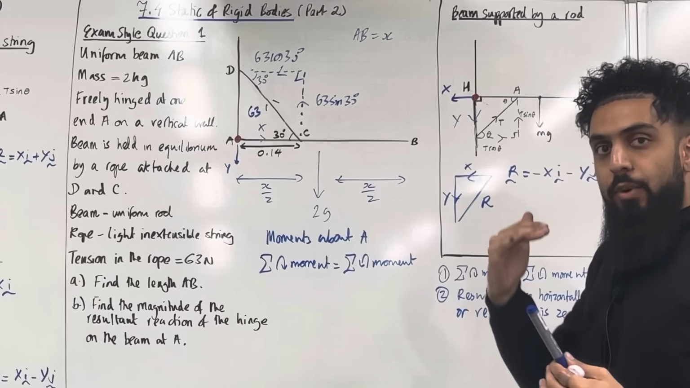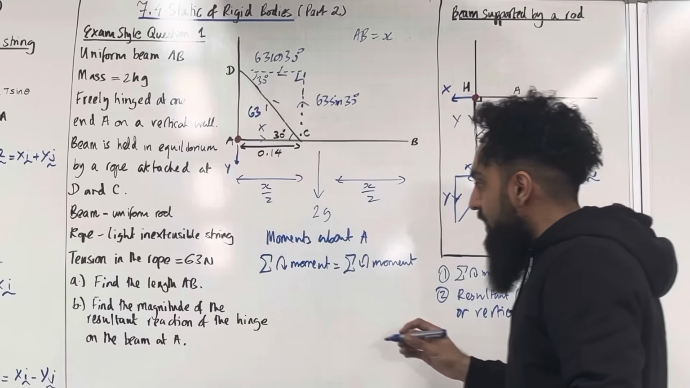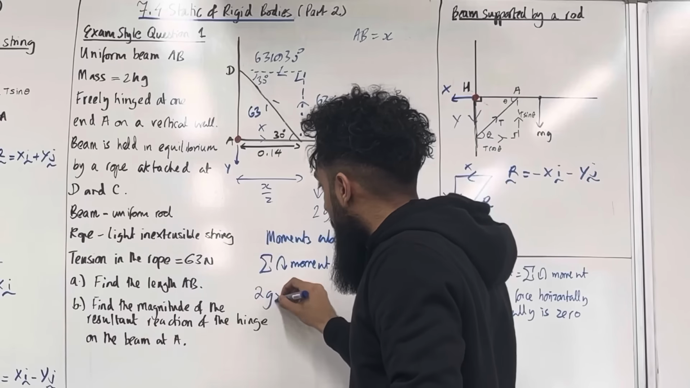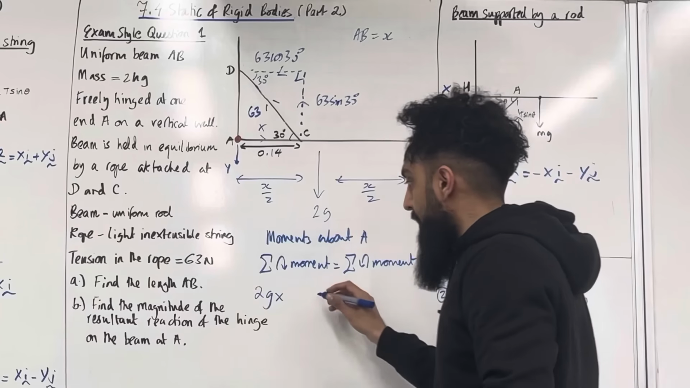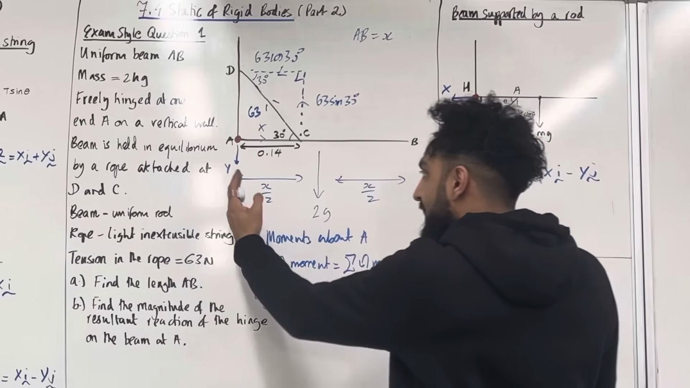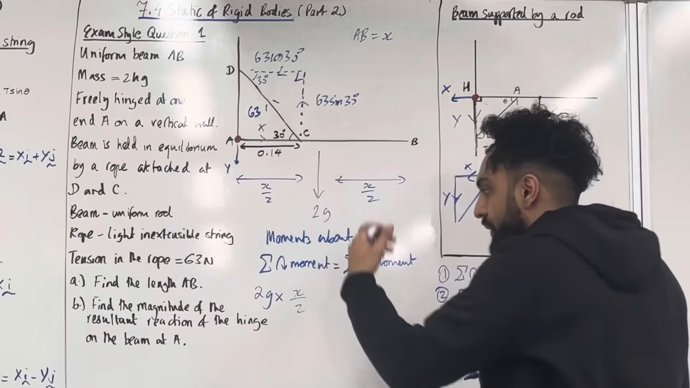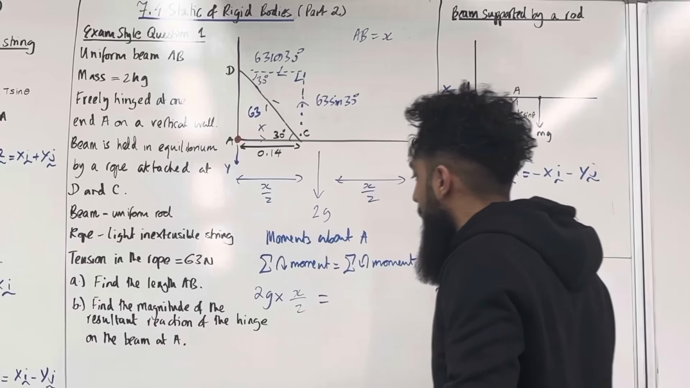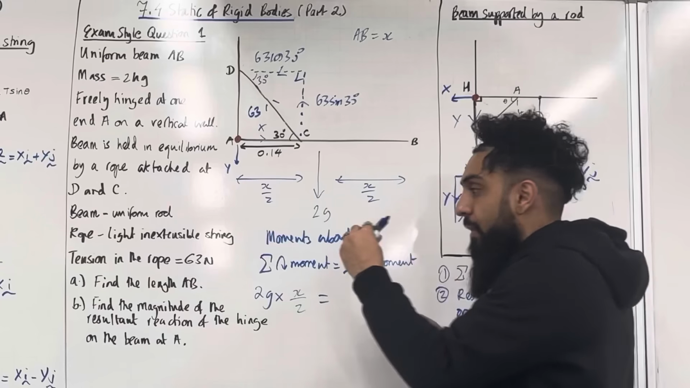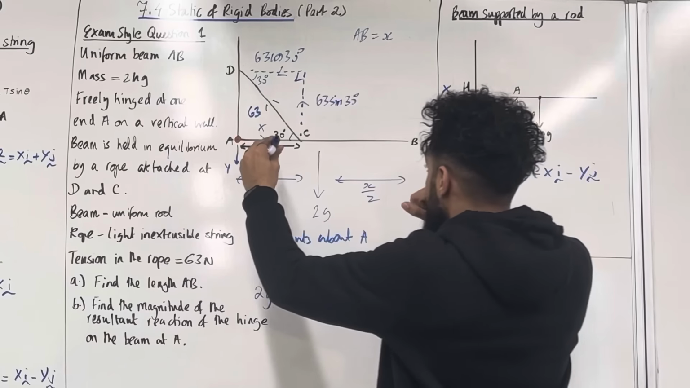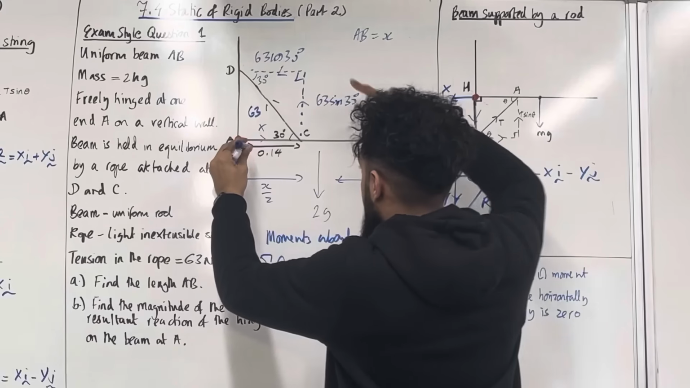The moment is force times perpendicular distance, so it will be 2g multiplied by the perpendicular distance, x over 2. Remember, that is the perpendicular distance to the force. Now, if we look at the 63 newtons, if I put my pen at the point A, the 63 newtons will take the whole body anti-clockwise.